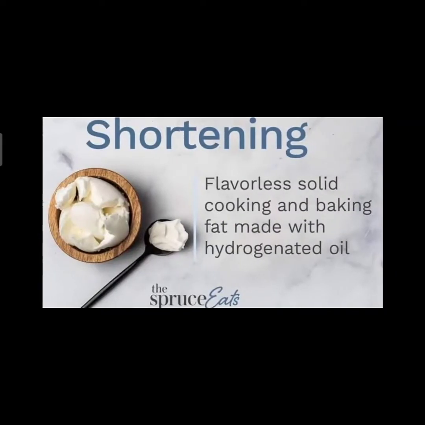Then, shortening. Shortening is just 100% solid fat made from vegetable oil, almost exclusively used in baking. When you use shortening instead of butter in baking, you will get a softer and more tender, taller and less flavorful product. Shortening is a flavorless, solid cooking and baking fat made with hydrogenated oil.